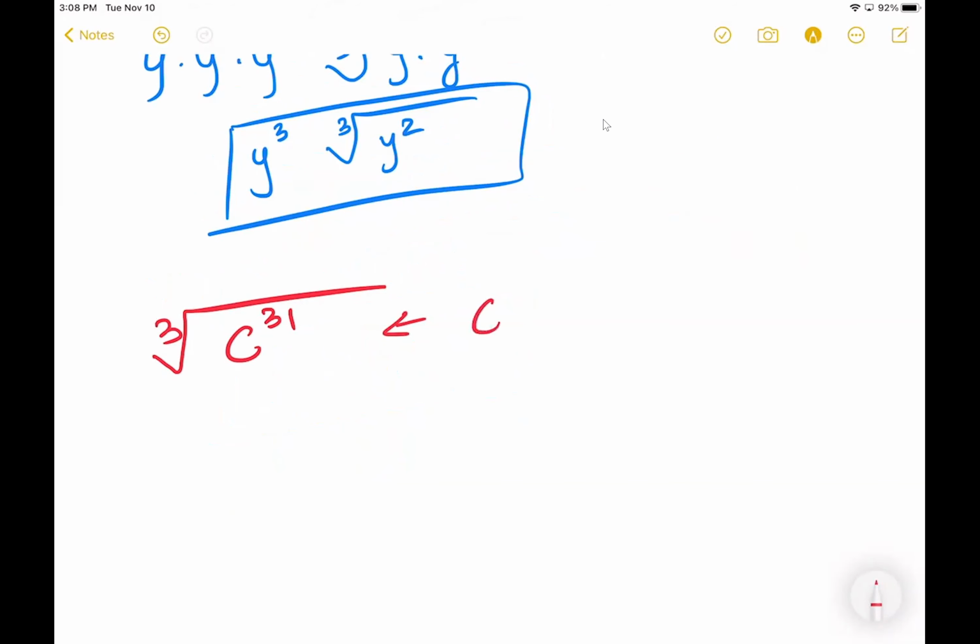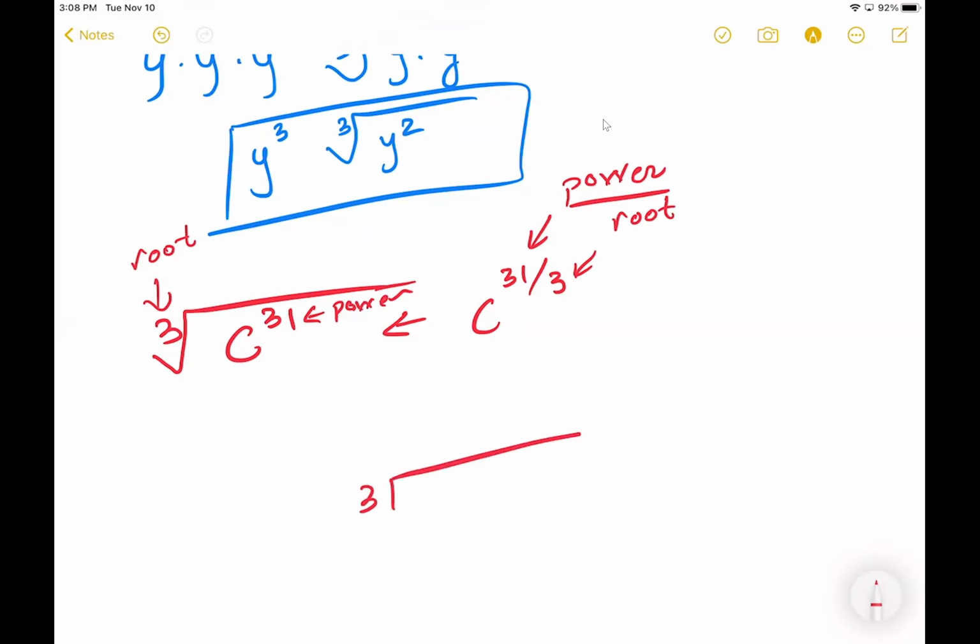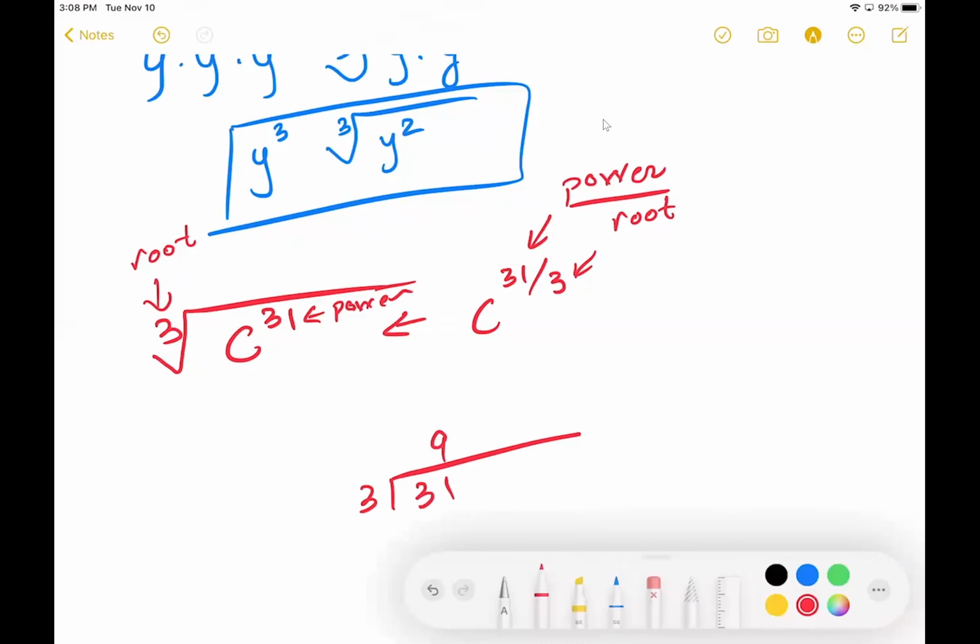Well, not really that big, but if you remember, what we have is the power divided by the root. This is my root, I have a cube root, and this is my power, I have a 31 power. So if you divide this, ladies and gentlemen, do you agree that 3 goes into 31 is 9 times? Well, not 9 times, sorry. 3 goes into 3 is 1 time.